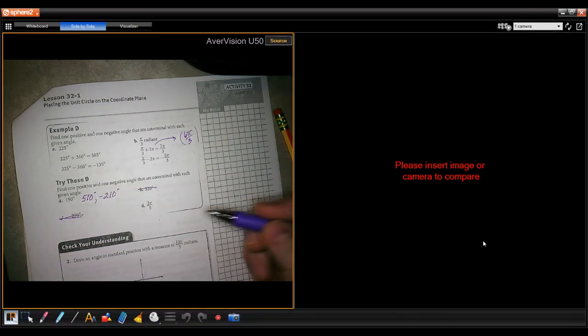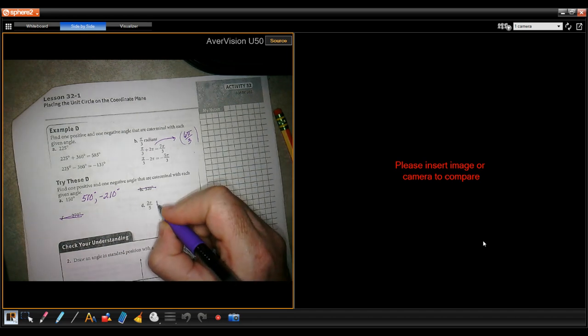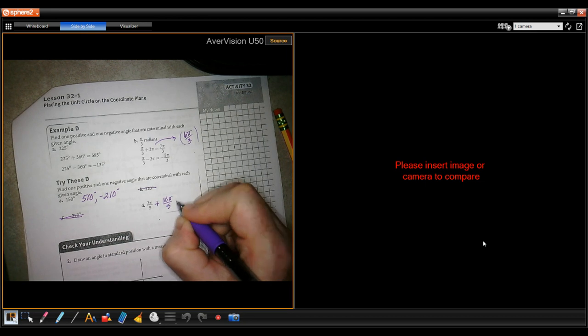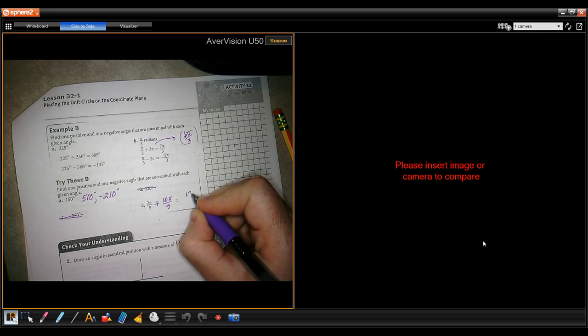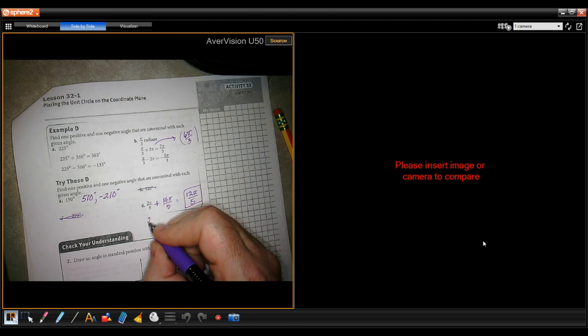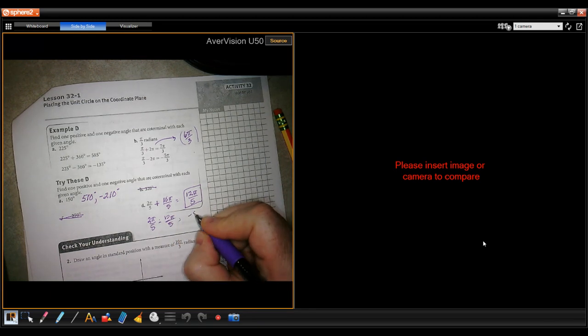Okay, 2 pi fifths. How do you get a positive angle? Well, we need to add 2 pi. So what is a fraction that's 2 pi with a denominator of 5? Hopefully you said plus 10 pi fifths. So what does that give us? 12 pi fifths. Then the other one would be 2 pi fifths minus 10 pi fifths. So that would be negative 8 pi fifths.